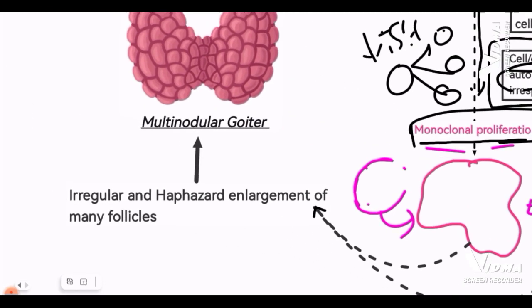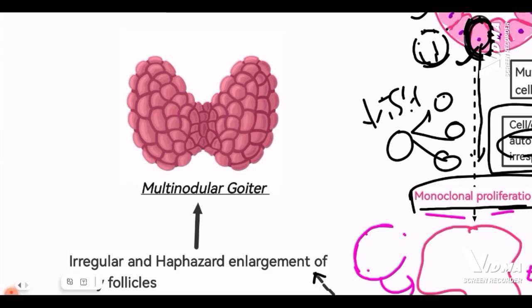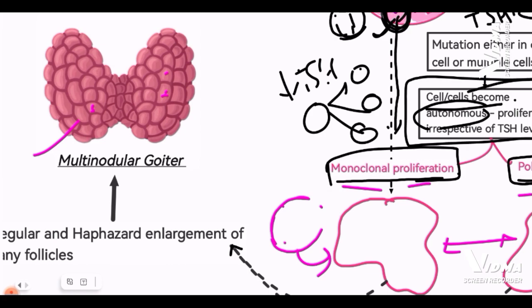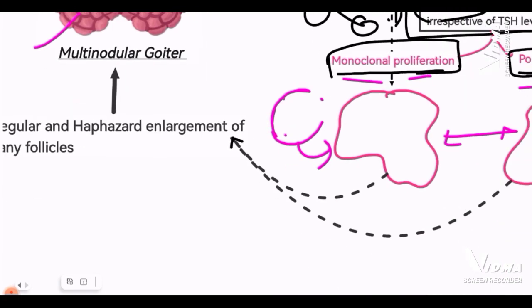And finally this haphazard enlargement of follicles leads to formation of multinodular goiter. In this case, here one follicle is proliferating, here one follicle is proliferating. Many follicles proliferate in different manners. They don't resemble in size and shape, hence giving rise to multinodular goiter.